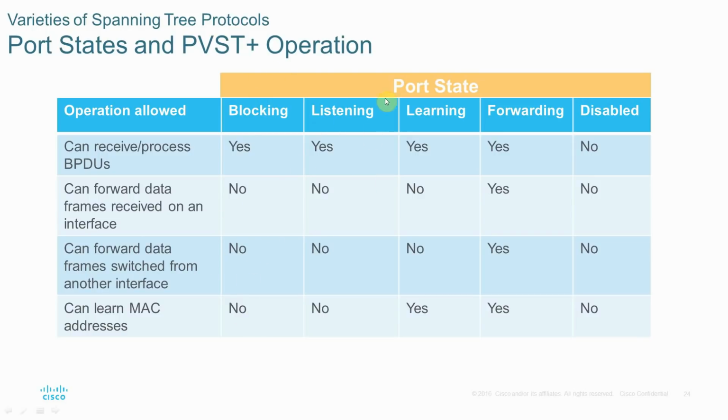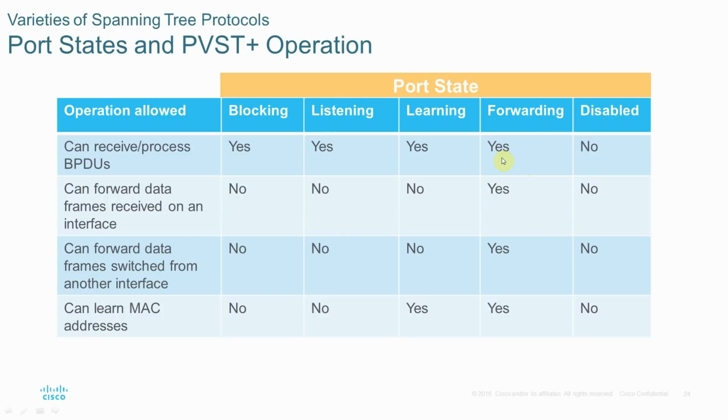In the listening state, yes, it can receive and process BPDU, but it cannot forward the data frame switched from another switch, and it cannot learn the MAC address. In the learning state it can learn the MAC address and process BPDU, but it cannot forward the data between the switches. After learning, once the port learns the MAC address and the other details, it will go to the forwarding state.